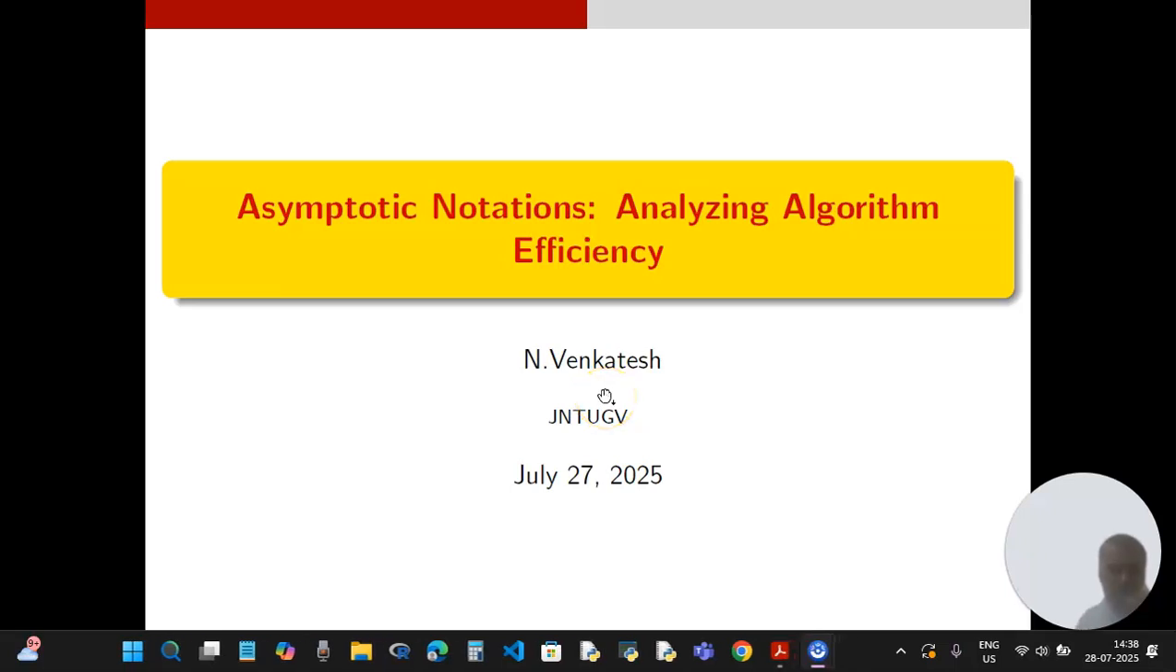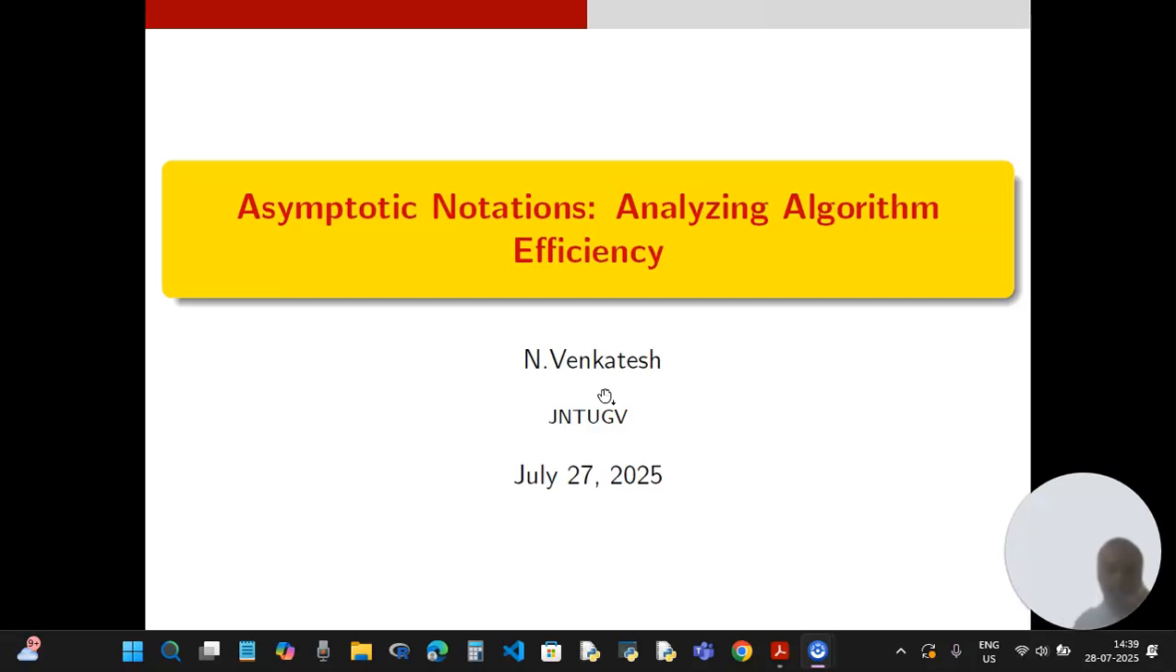Hello, welcome. In this lecture, we will be discussing asymptotic notations. One of the performance measures of an algorithm is knowing how much time the algorithm takes to complete. To find the time taken by an algorithm, we try to count the number of steps it takes to complete. But finding the exact number of steps is often difficult. Instead, we use asymptotic notations to understand how the time increases as the input becomes larger.